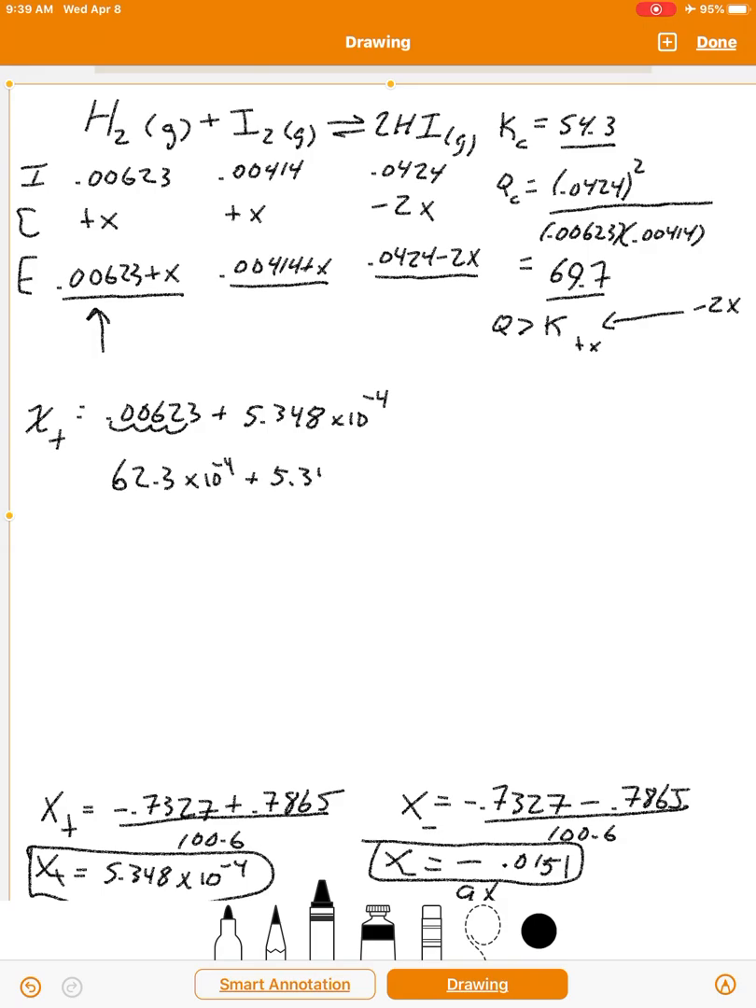Now I can add this, 5.348 times 10 to the minus 4. And if you do this calculation, you get 67.648 times 10 to the minus 4. Okay, seems possible, right? It's a plausible answer. Now let's try the negative root. The negative root says that x is minus 0.0151. So let's try that one.